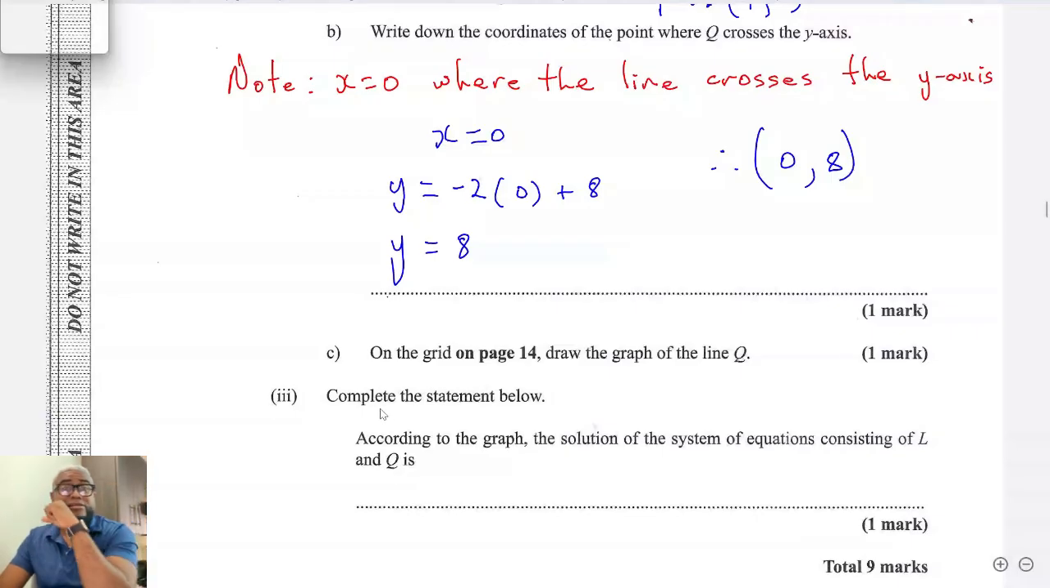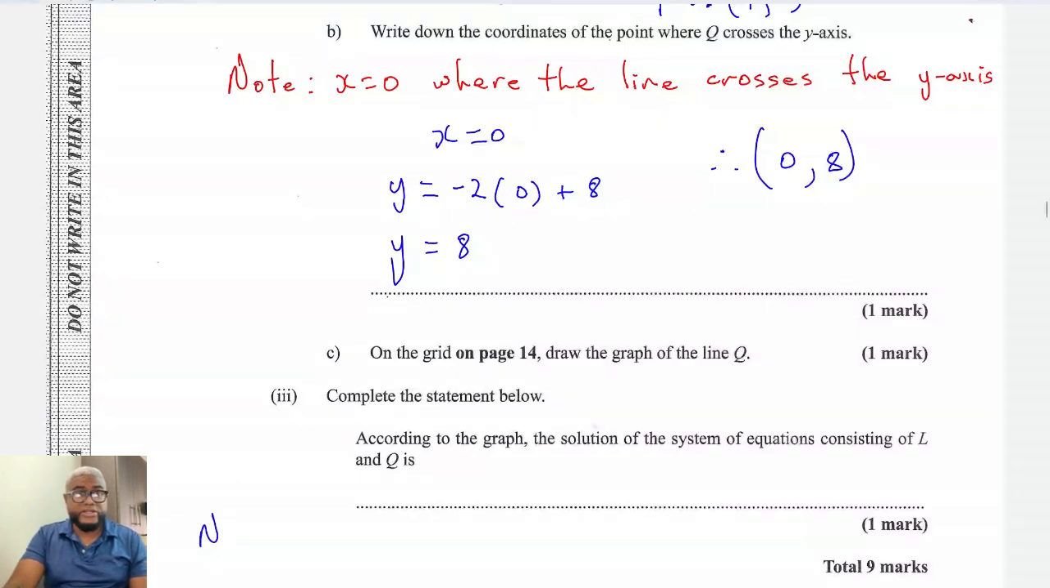Right, let me go. Complete the statement below. According to the graph, the solution of the system of equations consisting of L and Q is what? Sorry, this parent is messaging me. Right, so I'm going to note this, because I surely don't know what they mean when they say the solution for the system of equations.